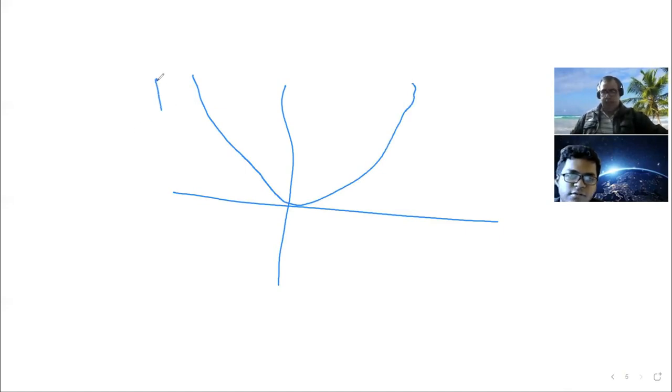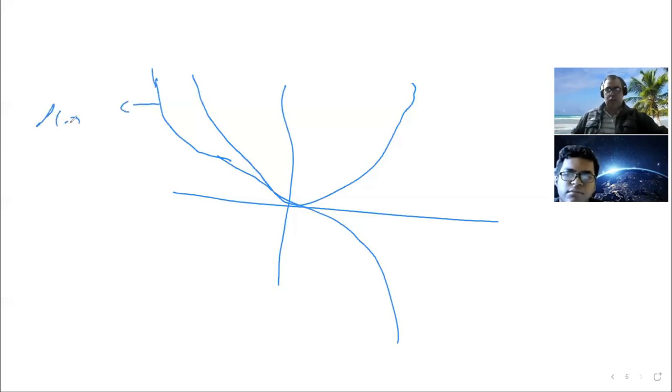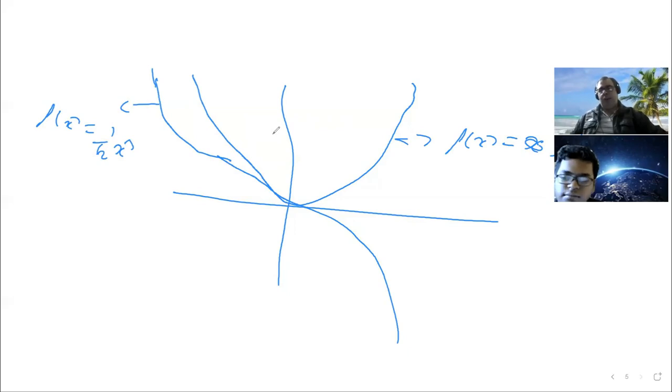And f(x) equal to 1 by 12 x cube. So this will be somehow like this. This is f(x) equal to 1 by 12 x cube, and this is f(x) equal to x square. So how will we find the domain and range now? All the values on the x-axis will be the domain, and all the values on the y-axis will be the range.